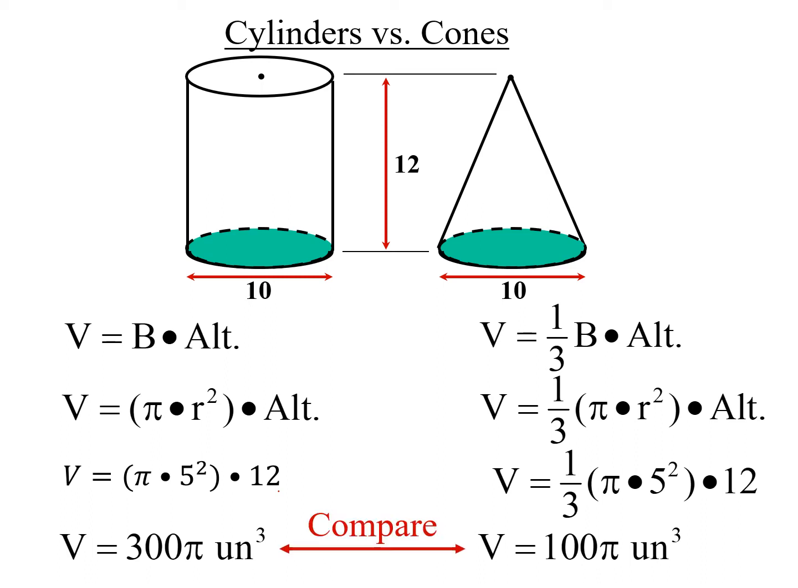You can see side by side here that if you have a cylinder and a cone with the same dimensions, the cylinder will be exactly 3 times larger than the cone. And that's why the cone has the 1/3 in its formula, because the cone is essentially the cylinder of the same size divided by 3.